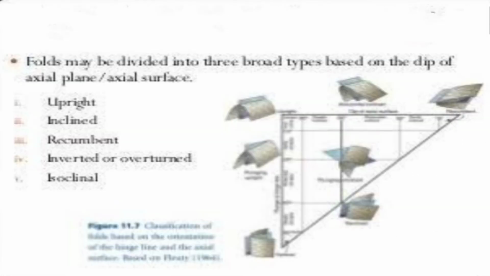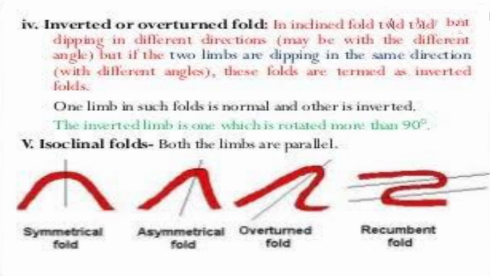So the folds may be divided into three broad types according to the dip of axial planes, axial surfaces which are upright, inclined, recumbent, inverted or overturned, or localized. So, inverted or overturned folds.